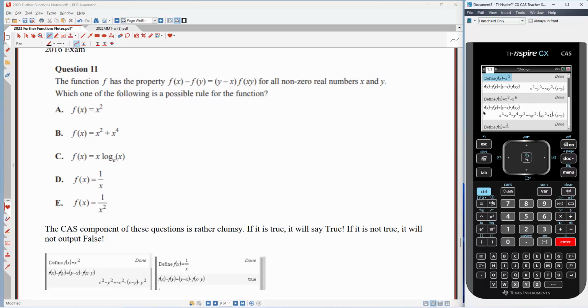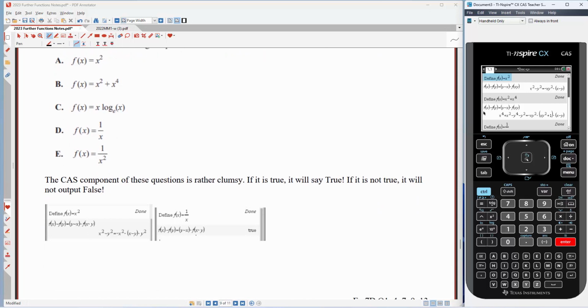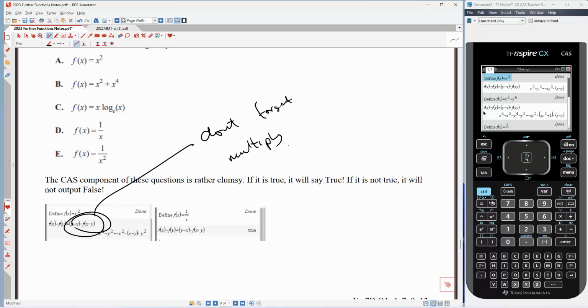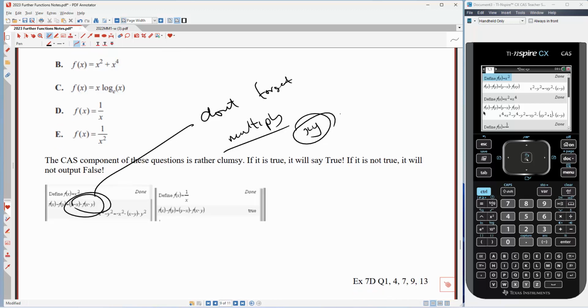Don't forget that when you are using two letters next to each other, you need to put that multiply sign in. So it might be worth writing that in your notes. I did it right here, so it's funny that. I've defined it, and then over here, don't forget multiply, because if you just write xy, it defines it as one single variable called xy. Right, so try out a few of those identities in 7D and see how you go.